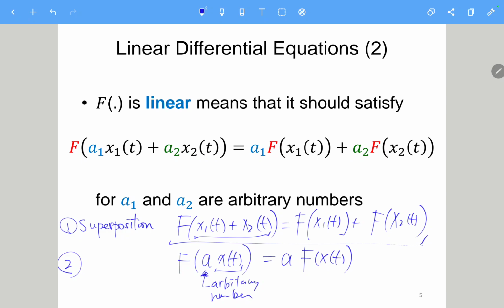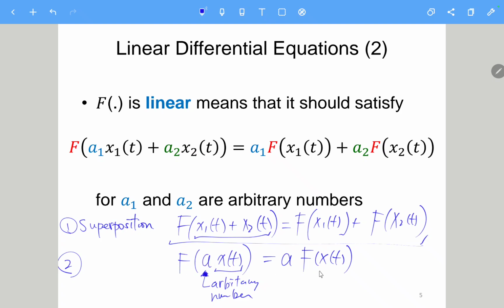For quantum mechanics, we may need to use complex numbers, but for the wave function here, we only use real numbers. Okay, so in this sense, it means that if you have a function, you multiply it by an arbitrary number a, and then put it into the functional.